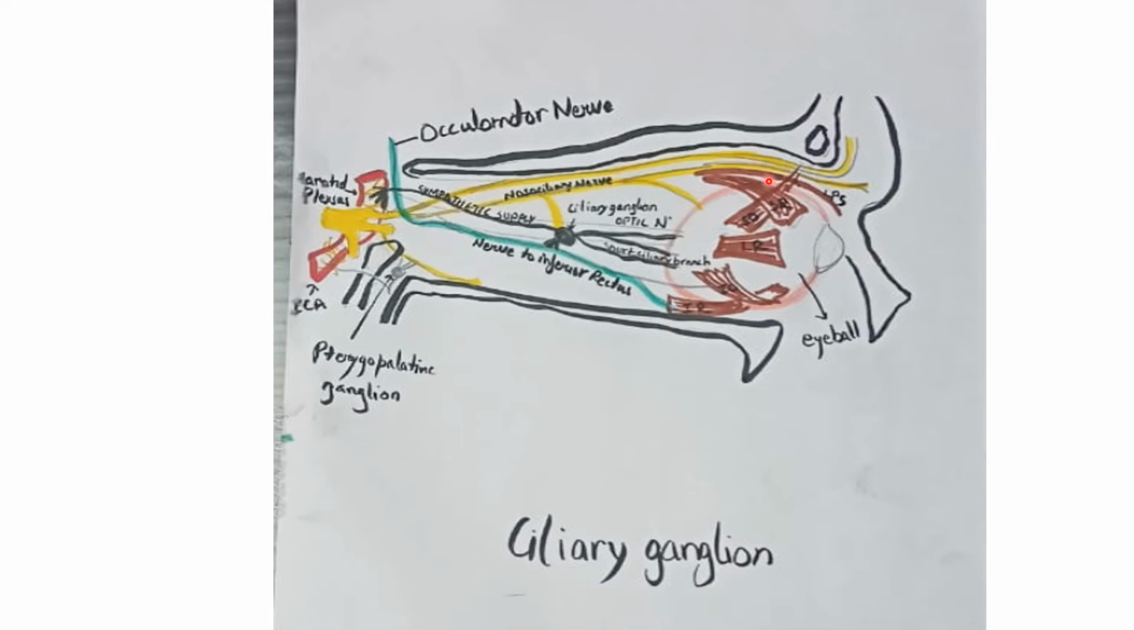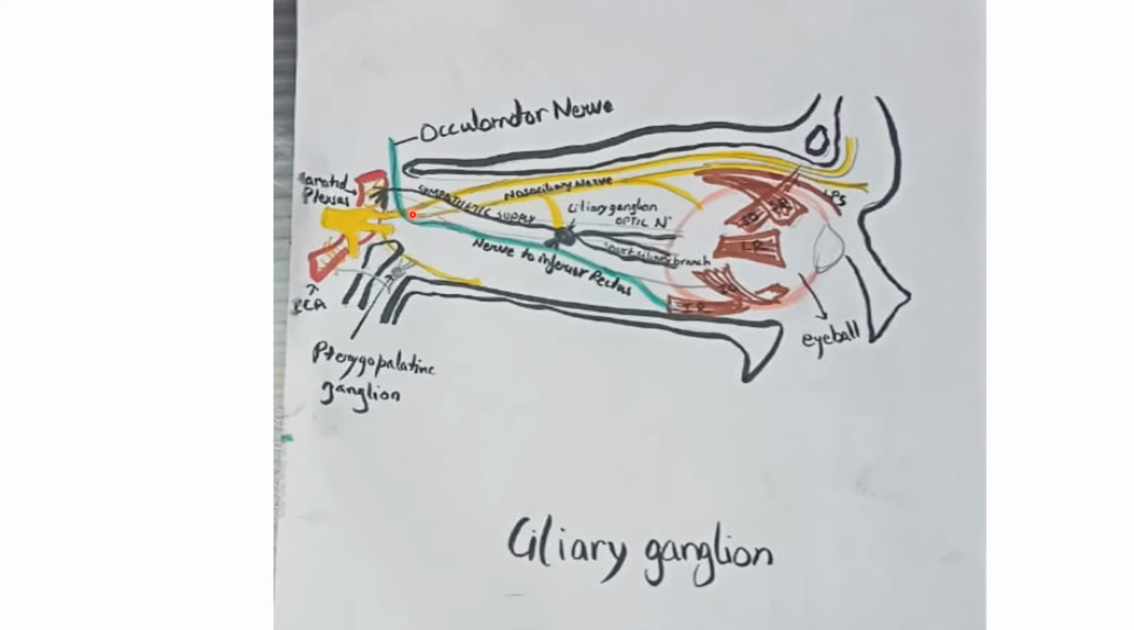Now the related nerves: this is your frontal nerve. Just below it here is your nasociliary. Understood? This is your nasociliary. Really sorry, I have used green color here just to represent the oculomotor nerve. Please do remember this is your oculomotor nerve, right?